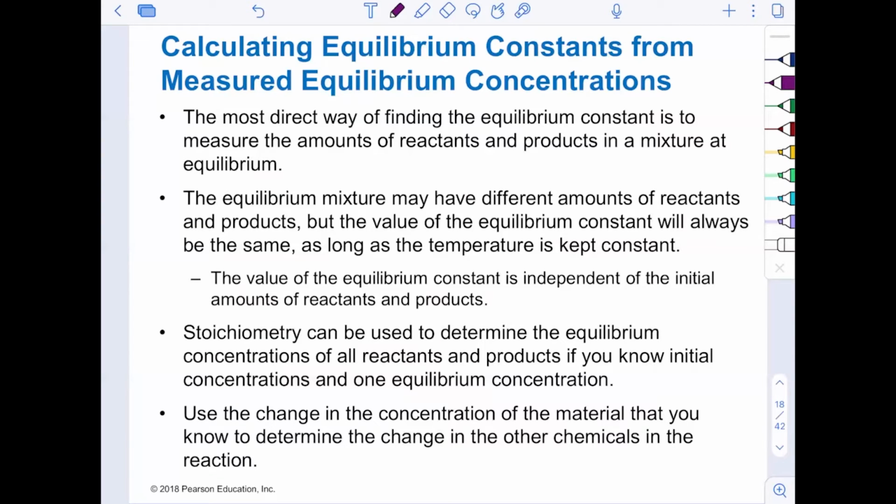Stoichiometry can also be used to determine the equilibrium concentrations of all the reactants and products if you know an initial concentration and at least one equilibrium concentration. You can use the change in concentration of the material that you know to determine the change in the other chemicals. Remember, we're balanced here. And so we're going to practice with that and see what type of data we can utilize to calculate K, the equilibrium constant.